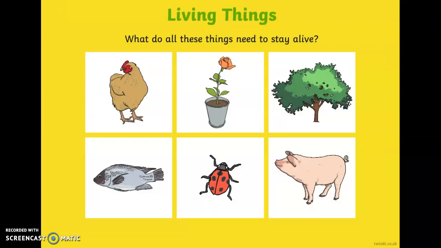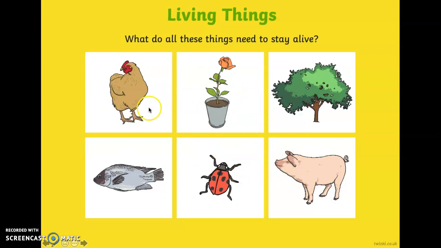All right, so let's look at all of these living things. Here's a chicken. We have a rose. We have a tree, we have a fish, a ladybird, and a pig. And all these things have much in common. First of all, they were all little at one point. They came from being very little and grew up to be bigger. This tree wasn't always this size. This pig wasn't always this size. Okay, so they were tiny and then they grew.